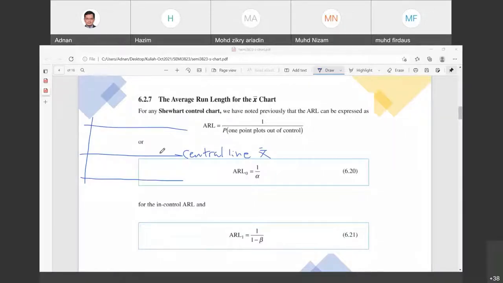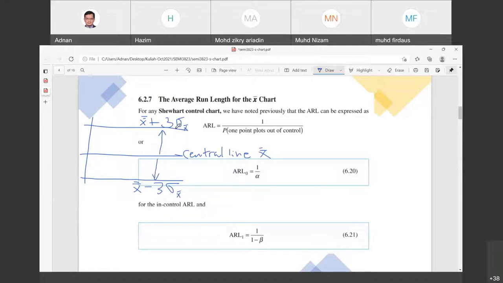On this side, you're going to have X double bar with the center line, meaning that X double bar will be plus 3 sigma. For X double bar, this sigma is going to be sigma X bar. On this side, the lower, the bottom part, X double bar minus 3 sigma X bar. So now we want to know how good is this chart. We call it the performance measure for the control chart.